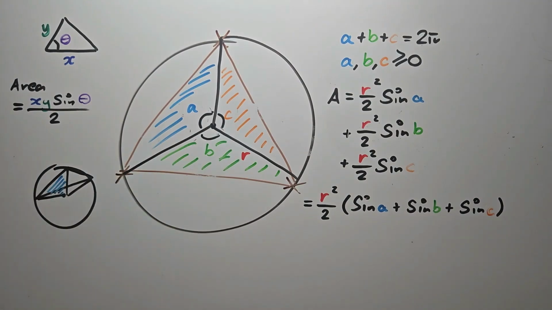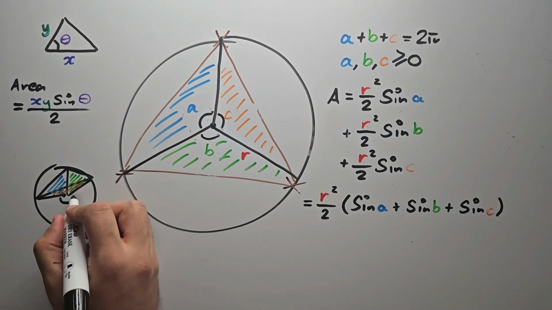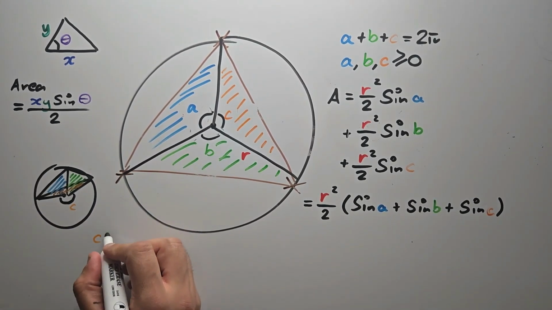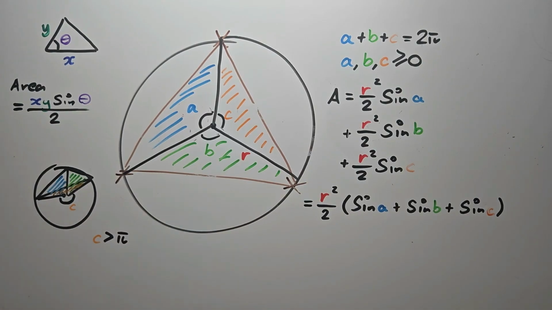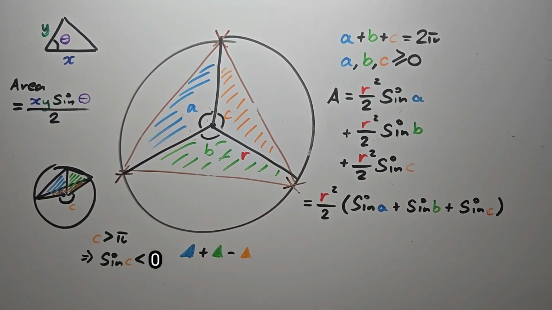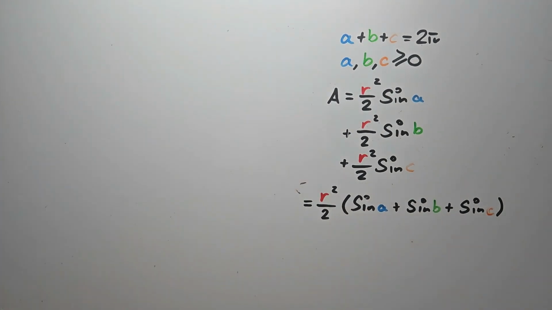But as we can see from our shading, we would actually want to subtract the orange triangle instead of add it. But this resolves itself because the angle C is actually this large angle on the outside, which is greater than pi radians, which actually means that sine of C is negative. Thus, leaving our formula as is does indeed subtract the orange triangle to get the area of the triangle we want. So our formula works in all cases.